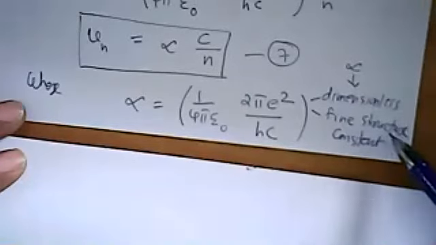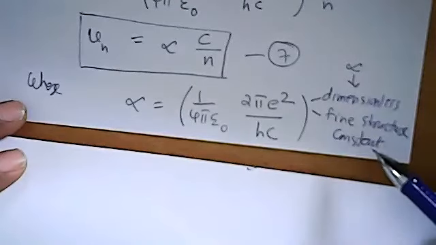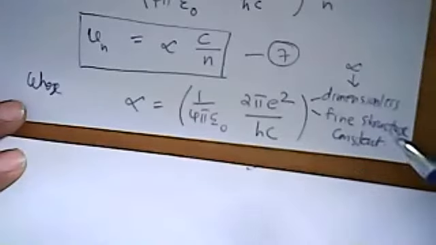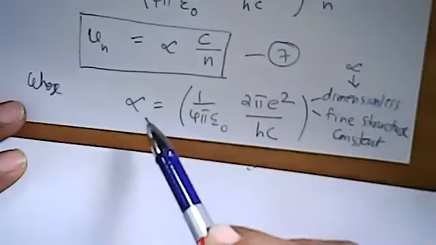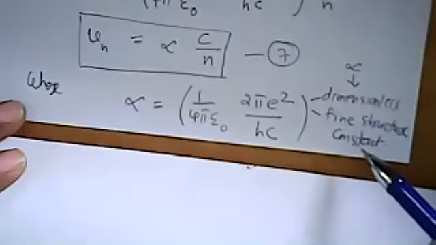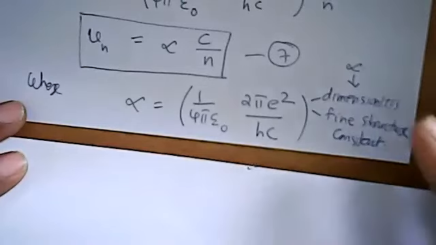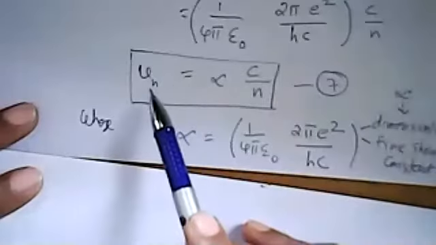Okay, fine structure constant. Fine structure is related to the spectrum, which we will discuss later. That is why alpha is known as the fine structure constant. And what is the speciality of alpha? It is dimensionless, no dimension. So this is the idea we obtain Vn.